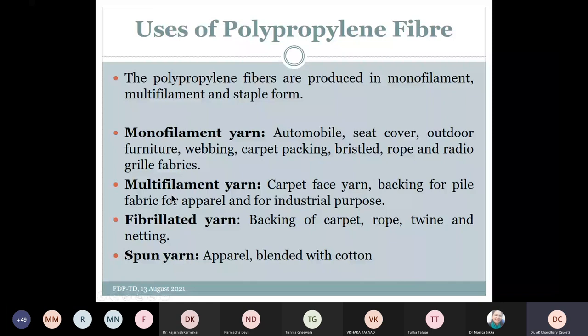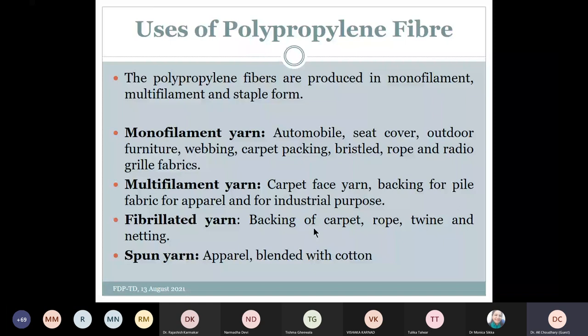So these are the details of the application of this polypropylene fiber: seat cover, automobile, outdoor furniture, carpet packing, rope, and this is another carpet, fish yarn, backing of the carpet, rope, apparel blended with cotton, and these are the broader applications of this PP fiber.